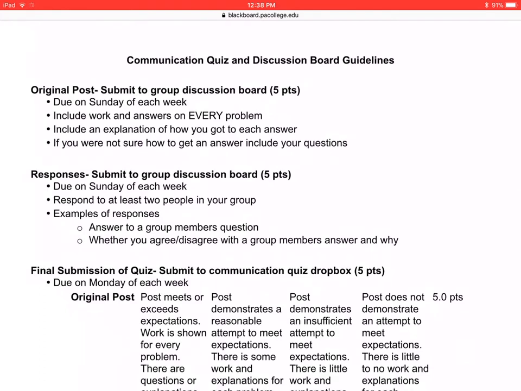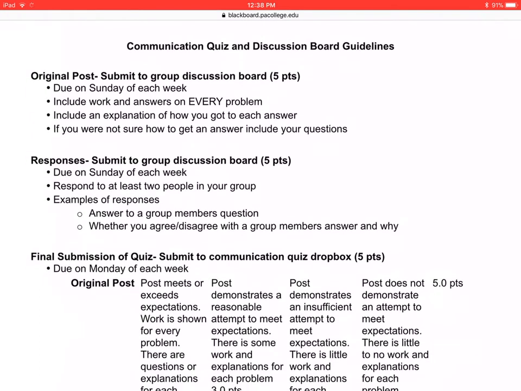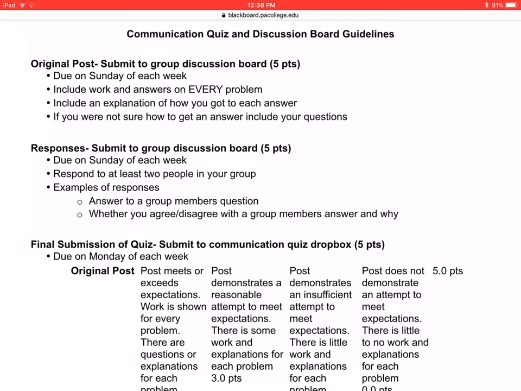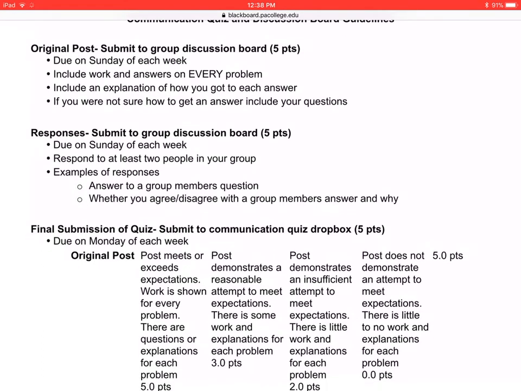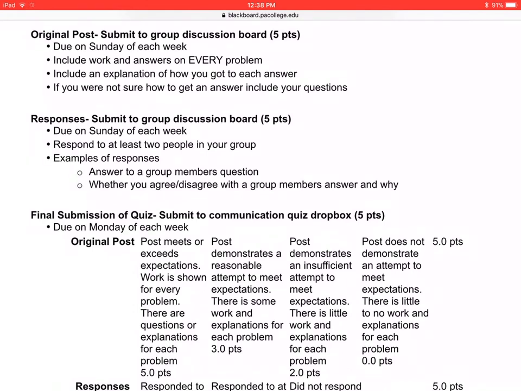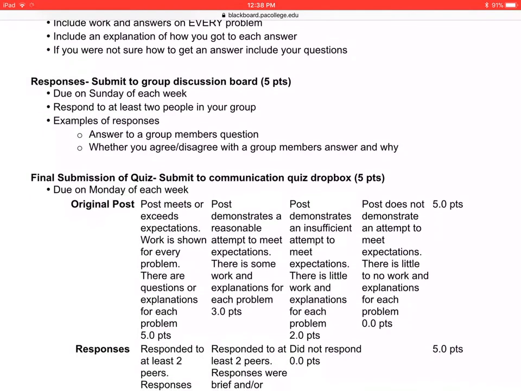The communication quiz and discussion board guidelines. First, your original post must be submitted to the group on Sunday each week. You must include work on every problem, include an explanation for how you got to each answer, and if you are not sure how to get each answer, then you must include your questions.